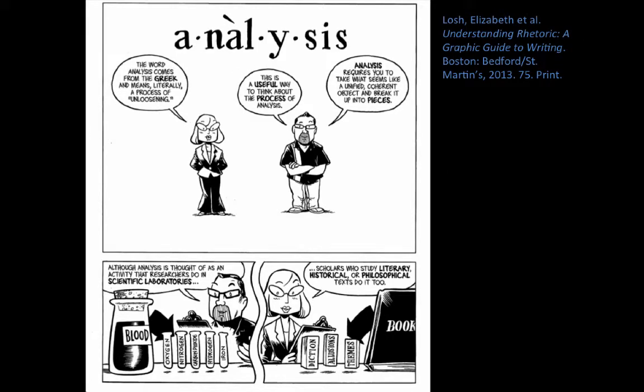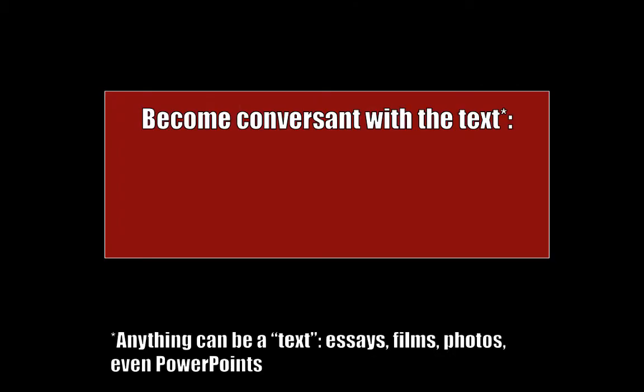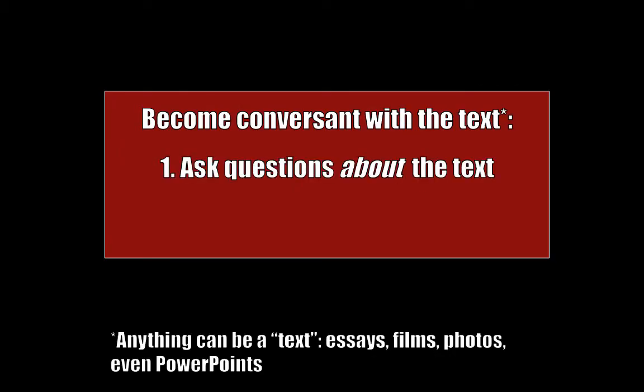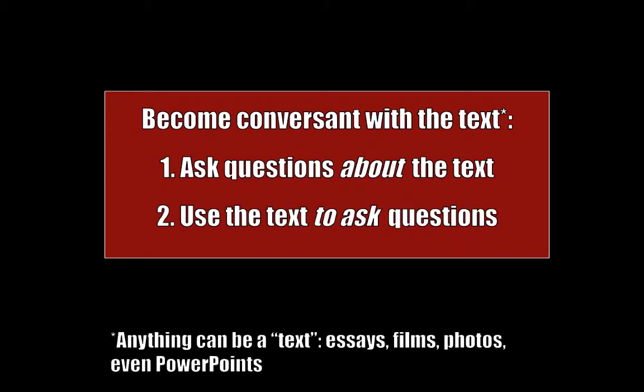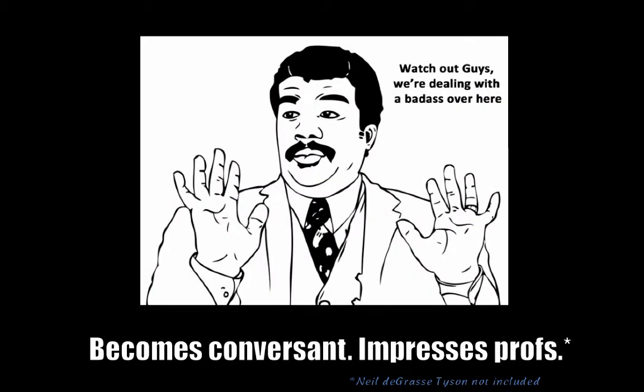You must be able to read analytically before you can write analytically. Another way of putting this is that you need to become conversant with whatever you're reading. That is, you need to ask questions about a text and use a text to ask questions. Anything that you read to write about, any text, is something that you should read for both the gist and for the details. That is, something you should read at least twice.